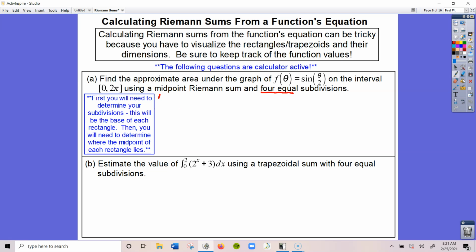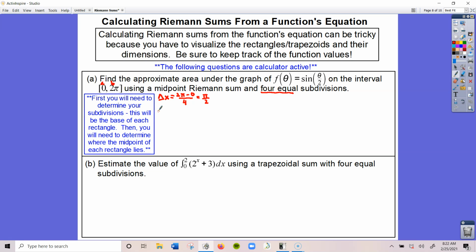So remember that change in x is calculated by finding b minus a divided by the number of subdivisions. So this is our interval, 0 to 2 pi. So this is a and this is b. So 2 pi minus 0 divided by the 4 subdivisions, which gives me pi over 2. So that means that the base of each rectangle is going to be pi over 2.